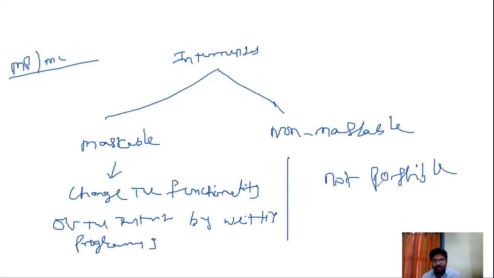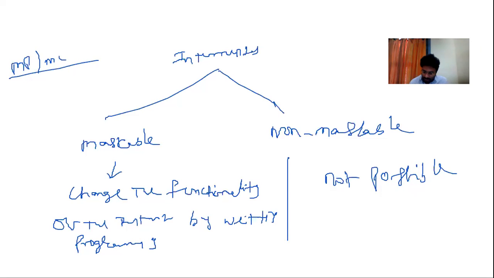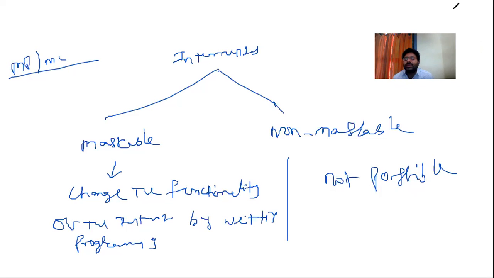Even though you're writing the program, the functionality of that interrupt is not changed. Suppose, as a small example, which you know very well: whenever you are playing some games in your cell phone, or listening to music, or chatting, and suddenly you get some message, what will happen? The microprocessor, microcontroller, can perform multiple operations at a time.